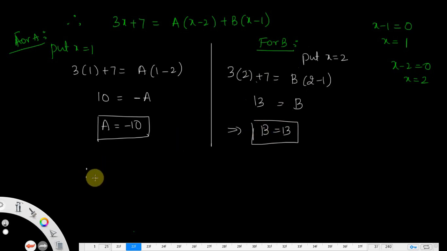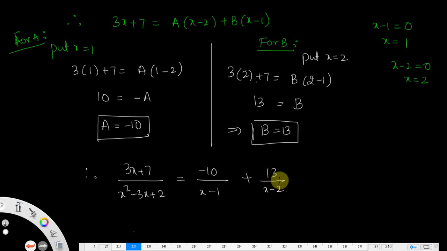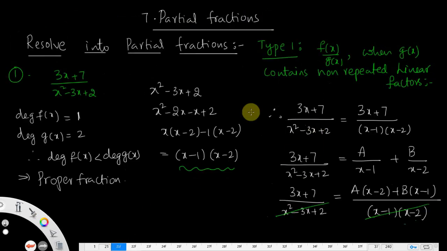Therefore, the given partial fraction is 3x plus 7 by x squared minus 3x plus 2 equals minus 10 by x minus 1 plus 13 by x minus 2. This is the conclusion step we have to write. Compulsorily, don't forget to write this step. It carries 1 mark in the IPE exam level. So that is how to solve the question. Once again I will explain. If it is not in linear factors, you can factorize the given g of x.